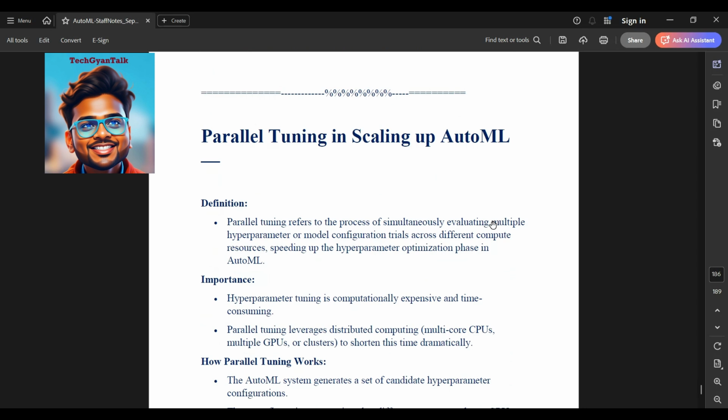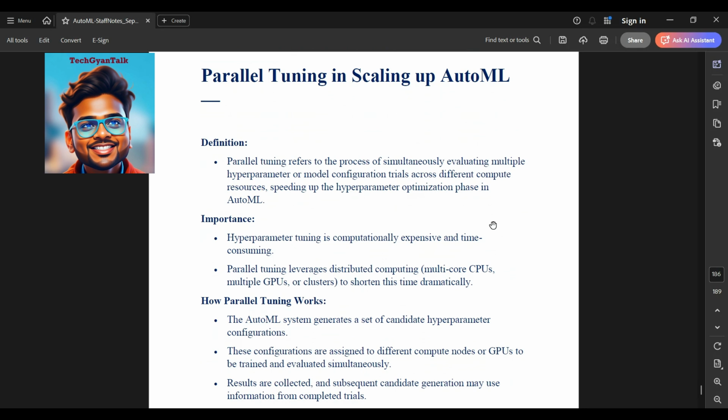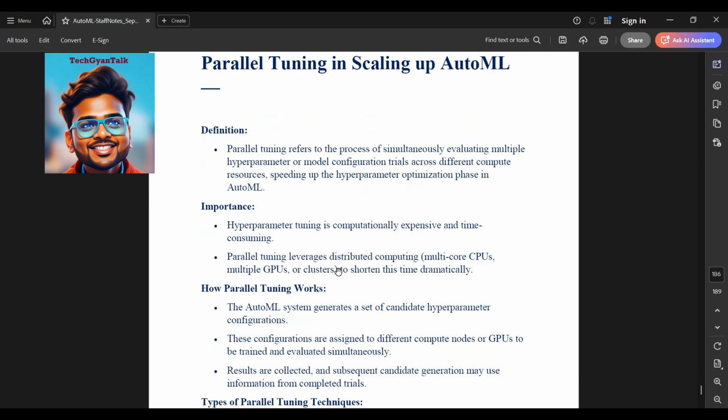And next is parallel tuning in scaling up AutoML. So, what is parallel tuning? Parallel tuning refers to the process of simultaneously evaluating multiple hyperparameter or model configuration trials across different compute resources, speeding up the hyperparameter optimization phase in AutoML. Its importance is that hyperparameter tuning is computationally expensive and time consuming. Parallel tuning leverages distributed computing, multi-core CPUs, multiple GPUs or clusters to shorten this time dramatically.